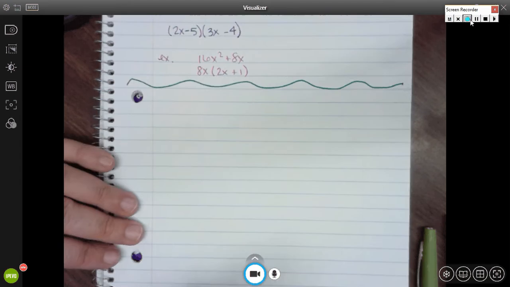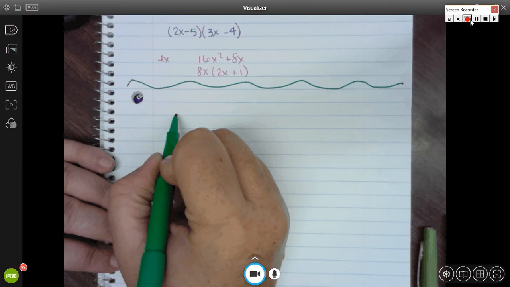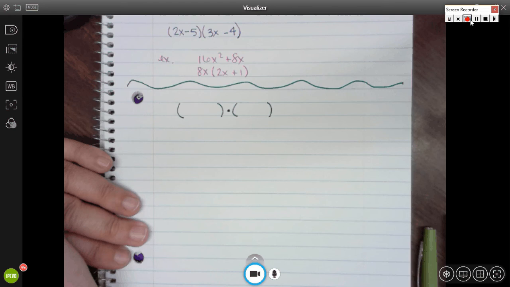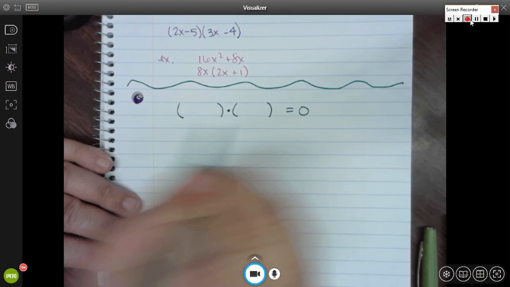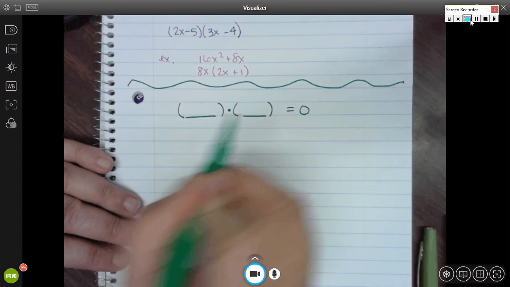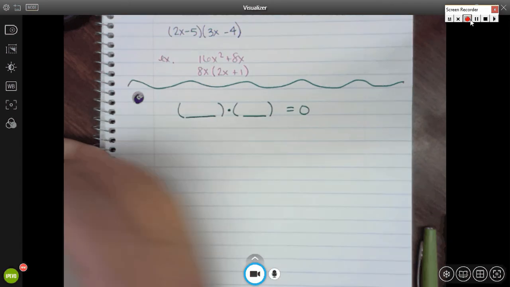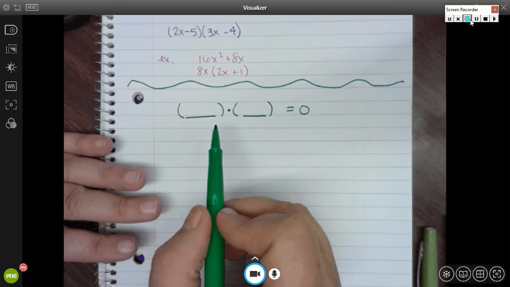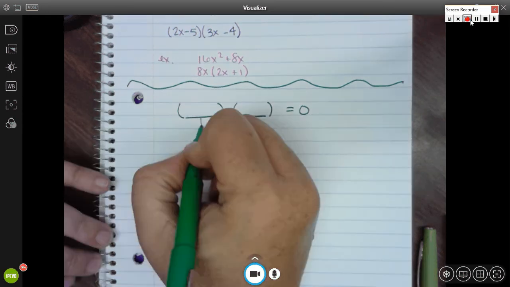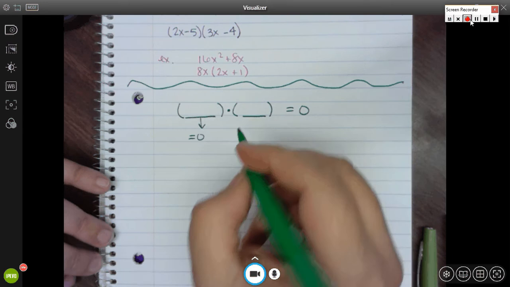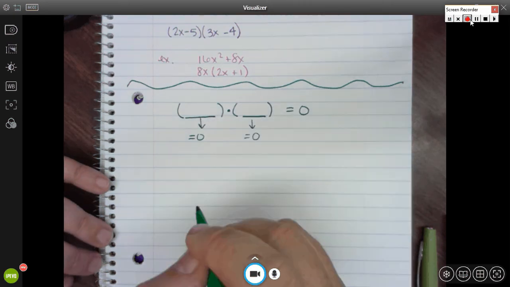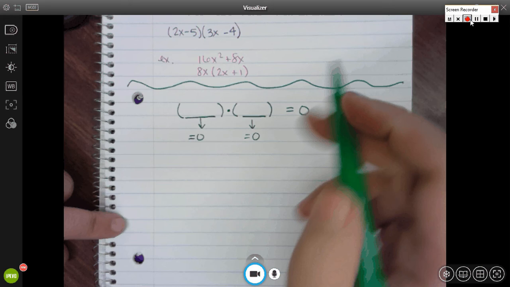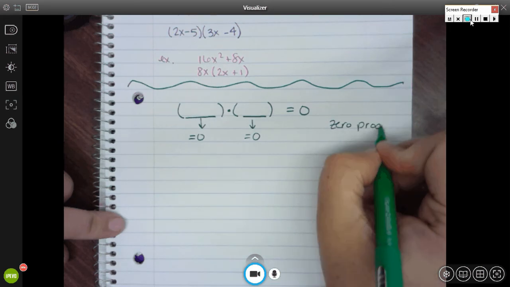I want you to think about something with me for just a minute. We talked about this today in class, but if you have two things that multiply together to give you 0, and I'm not telling you what they are, I'm just saying I have something times something, right? The only way to get 0 when you multiply something times something is if one of those somethings or both of those somethings are 0. So this has got to be 0, or this has got to be 0, or both of them are 0. But if I let either one of them be 0, it's going to make my equation true. So this is called the zero product property, and it's what we use when we factor to solve, okay?